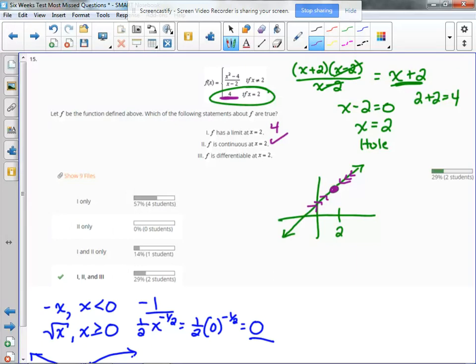Left side and right side. But it's continuous. There's no sharp point. There's no vertical tangent line, so it is differentiable. So all three of these statements are true.